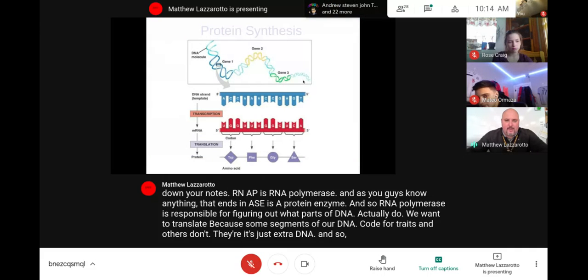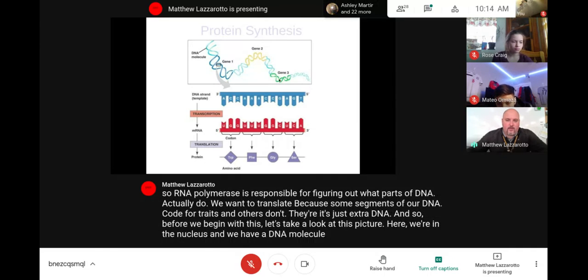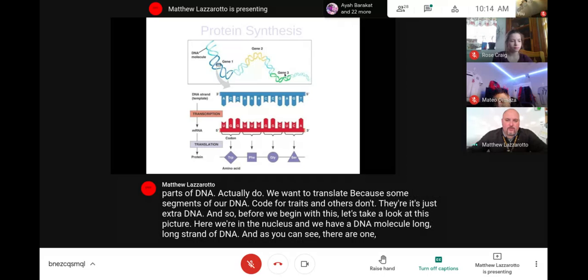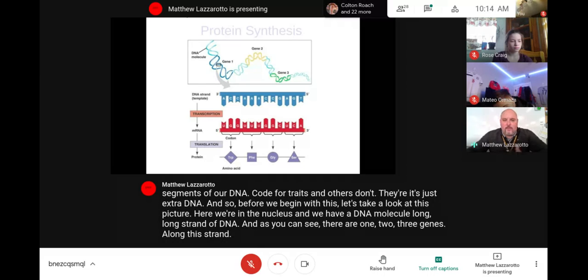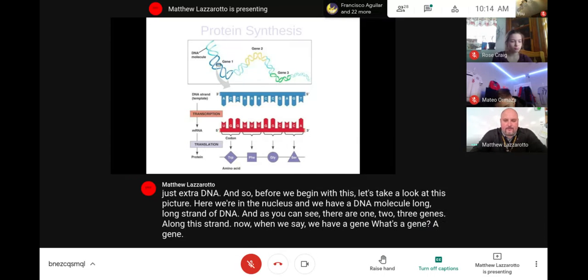And so before we begin with this, let's take a look at this picture. Here we're in the nucleus and we have a DNA molecule. Long strand of DNA. And as you can see, there are 1, 2, 3 genes along this strand. Now, when we say we have a gene, what's a gene? A gene is a series of DNA bases that code for a trait.